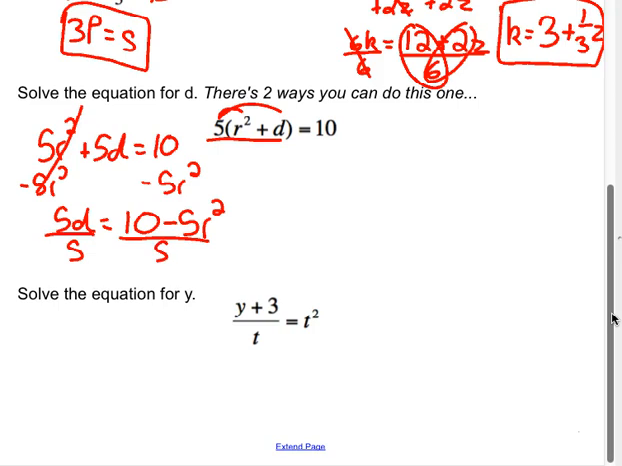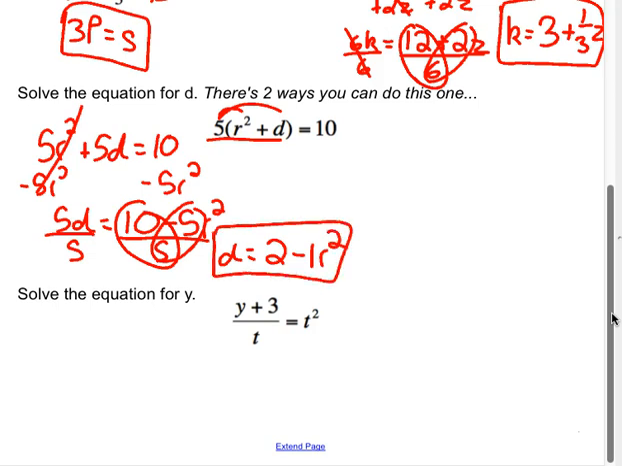Divide by 5. So now d equals, well, 10 divided by 5 is 2. Negative 5 divided by 5 is negative 1. So you get 2 minus r squared. I think that's probably what most of you would see. However, I do want to implore you that there is another way you could think about this. It doesn't matter which way you do. I just want to open your eyes to the idea that there are multiple ways to do this.